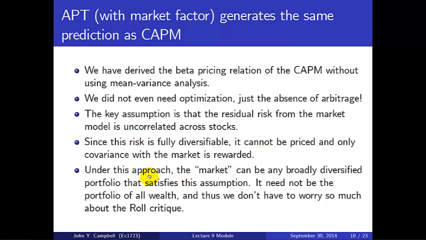Now, an important point is that under this approach, the market that we put into that market model can be any broadly diversified portfolio that satisfies the assumption of uncorrelated residual risks. It need not literally be the portfolio of all wealth of investors. And thus, we don't have to worry so much about the fact that we may have mismeasured the market portfolio of total wealth. And this is the so-called Roll critique after Richard Roll, who argued that we really can't measure the composition of the wealth portfolio. But with this arbitrage pricing approach, that problem goes away.